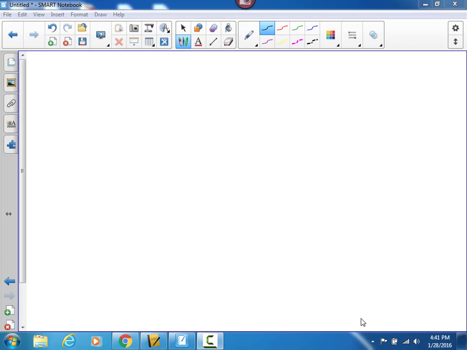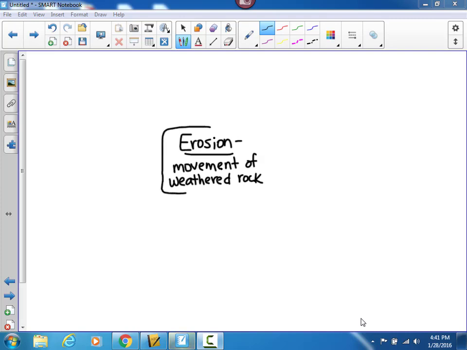I'm going to start just about in the center of the page for this one with a title, and of course, I already told you we're talking about erosion, so that's what the title's going to be. We'll put a short definition here along with it. Erosion is the movement of weathered rock. So the rock has already been broken down into pieces, and erosion is just the part where it's getting carried away.